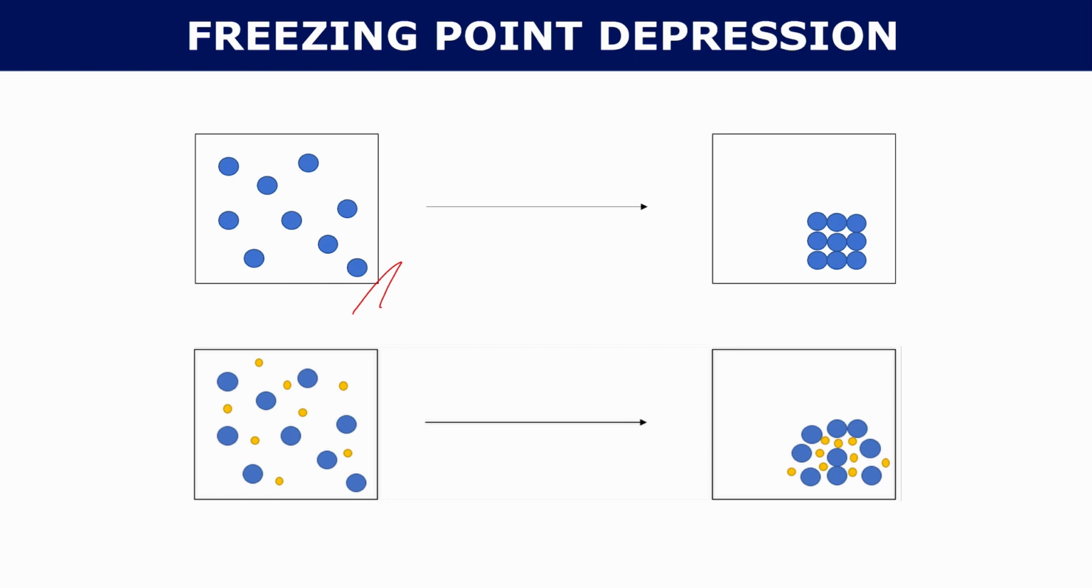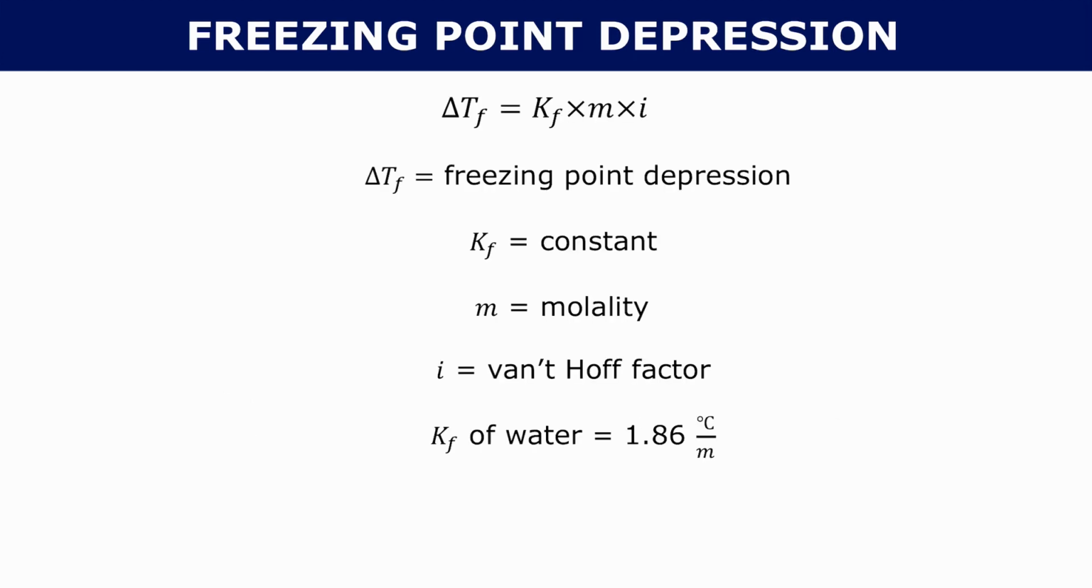The amount by which the freezing point depresses is expressed by this formula: the change in TF equals KF times m times i. The change in TF is the freezing point depression. KF is a constant, and for most problems you won't have to know the KF value. It's based on the solvent, but the only one you might be asked to know is the KF of water, which is 1.86 Celsius per molality. And it's important that you know that the m here represents molality.